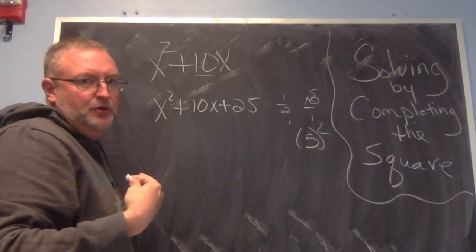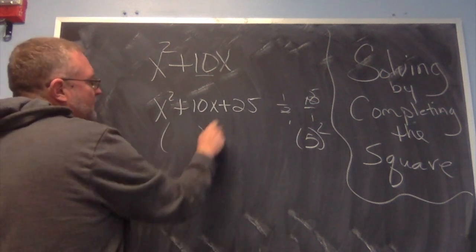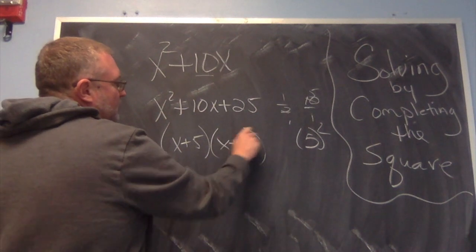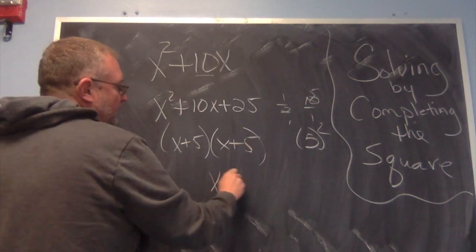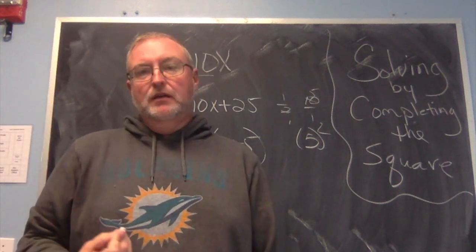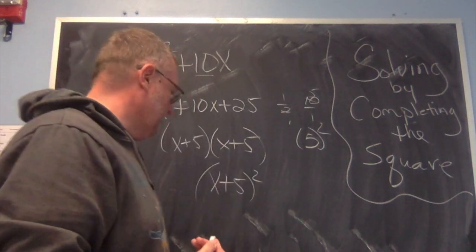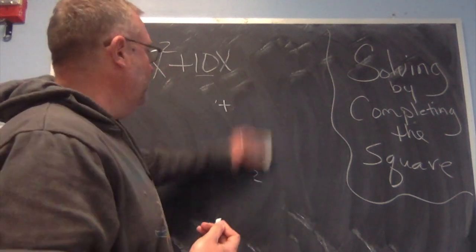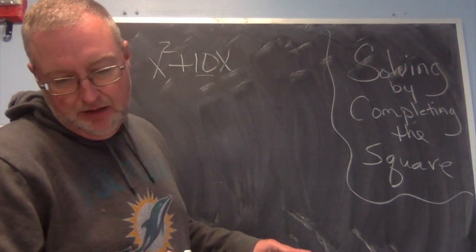Then we had to break that down and factor it down, which was x plus 5, which is the same thing as x plus 5 squared. All right, that's what we did last week. Sometimes we had fractions involved in that, and if we did, it was not a big deal.